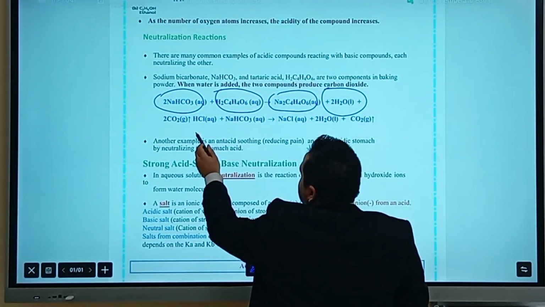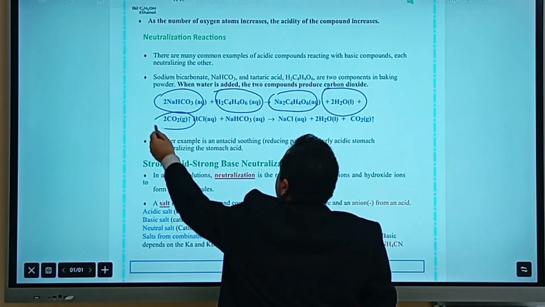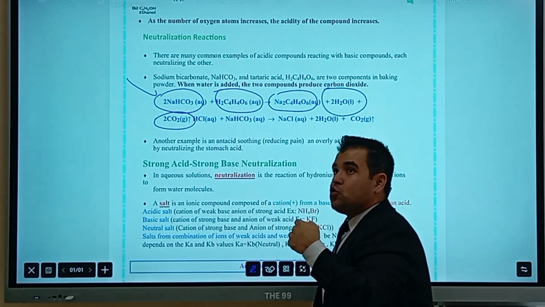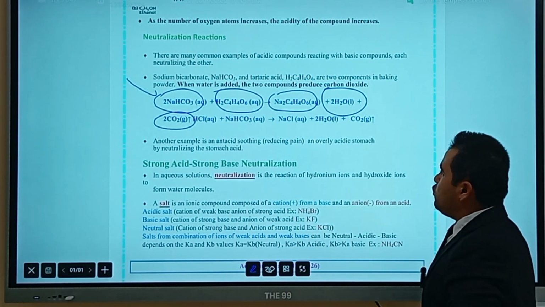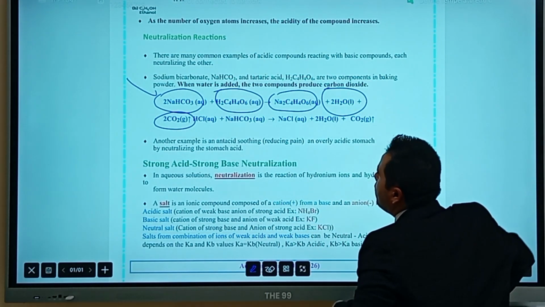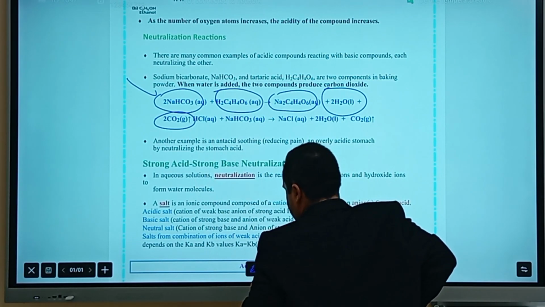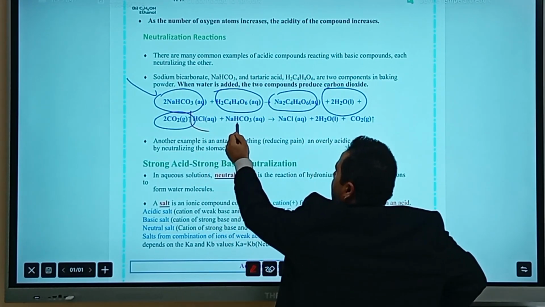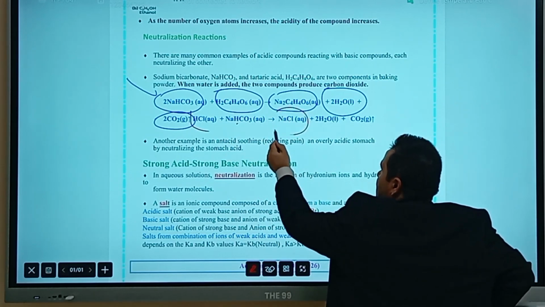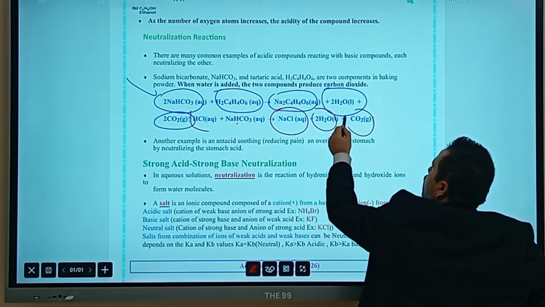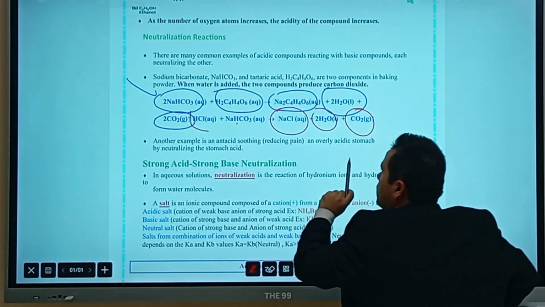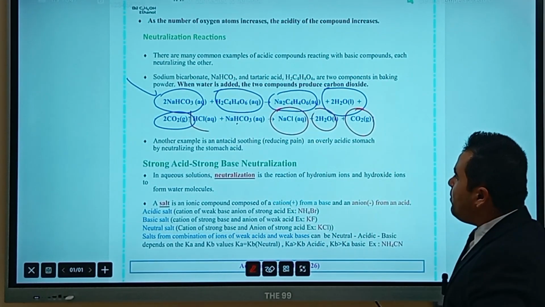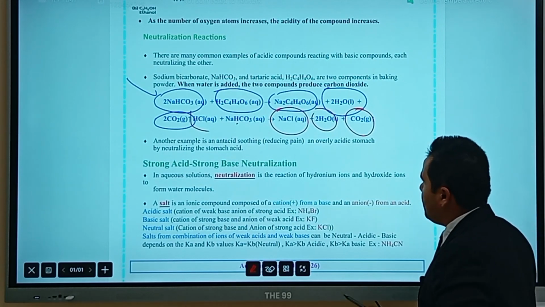Another example, guys, of course with CO2, because whenever sodium bicarbonate or carbonates react with an acid, they will produce CO2, H2O and a salt as well. HCl here, which is an acid, reacts with the sodium bicarbonate, forming NaCl, H2O and CO2. So the products are the salt, H2O and CO2. This is only for the carbonates when they react with the acids.